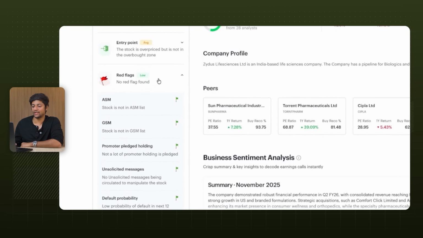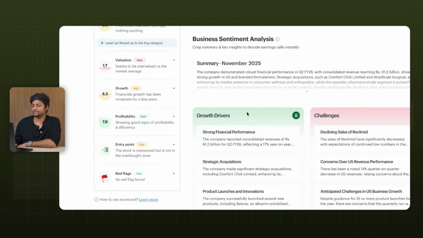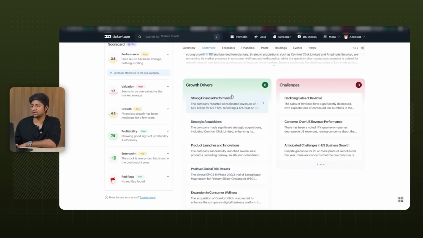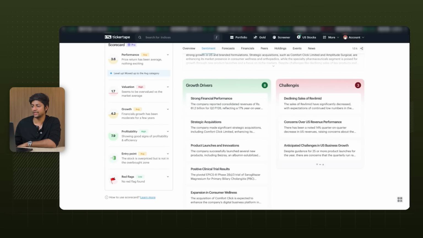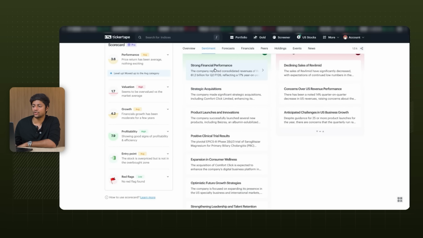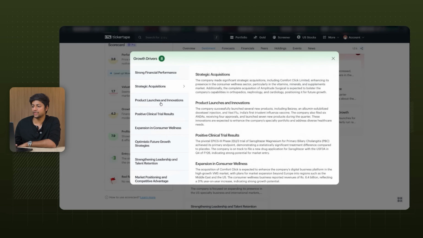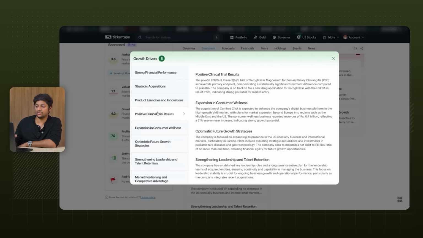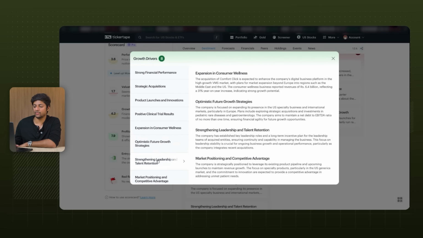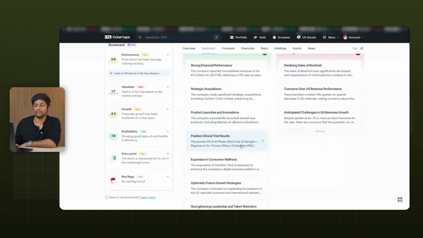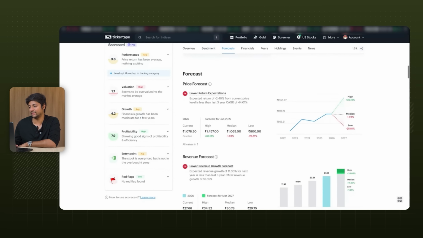And these are the red flags you can see here. No red flag found. And here you can see very quickly what the growth drivers and what the challenges are. For example, it is very difficult for you to go manually and do a lot of fundamental research on it. So this basically gives you things like strong financial performance. You can click on it and it'll give you the whole detail, acquisitions. So they go through all the data and make it into a very easy readable format for you to read and understand everything about it.